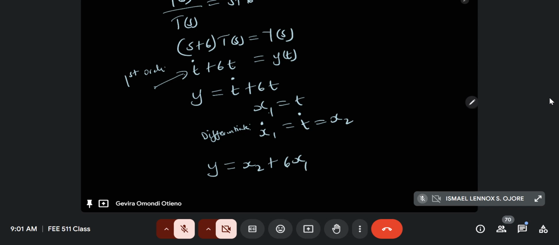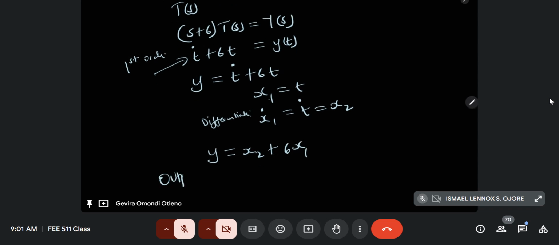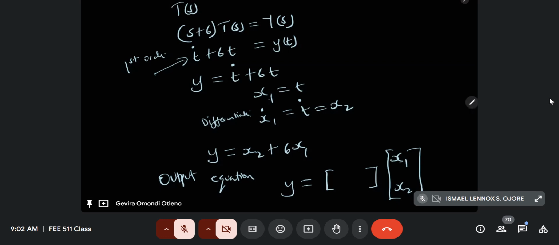So therefore, the output equation becomes y equals, because I need to write it in terms of something like that, x1, x2, because d is 0, okay? x1, x2. So what's the coefficient of x1 in this equation? It's 6. The coefficient of x1, I think, is 6.